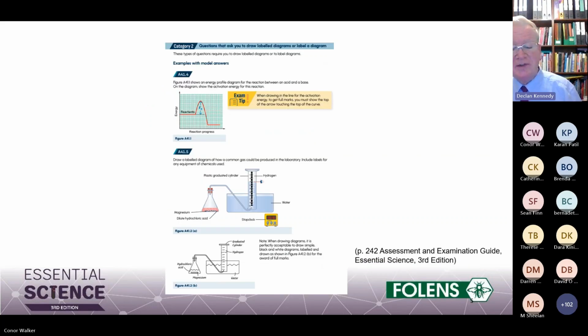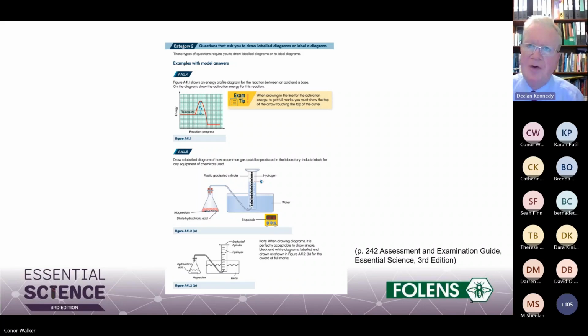Next slide, please. This page emphasizes the importance of drawing labeled diagrams and labeling diagrams correctly. For example, the question there on activation energy was badly answered because some students didn't have the tip of the arrow touching the curve. So they need to have precision in what they draw. Similarly, at the bottom of that page, we show students that when they're drawing diagrams, simple black and white diagrams will get them full marks.